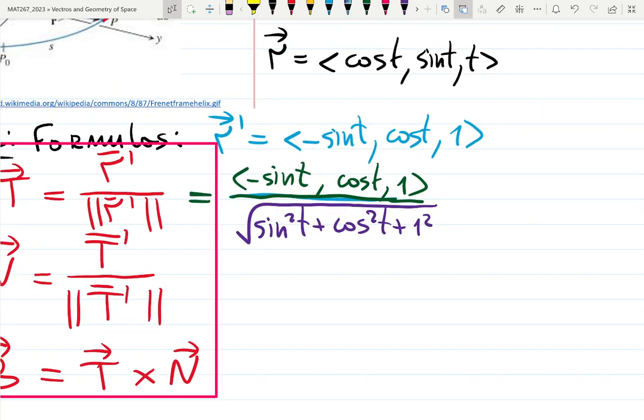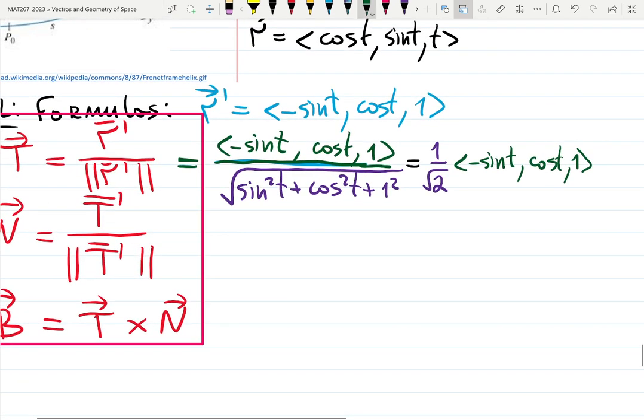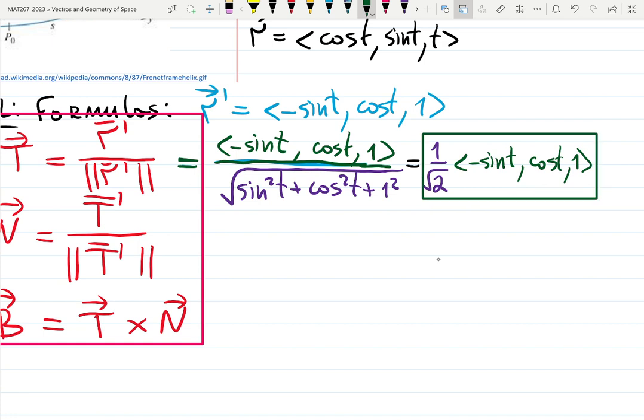And now you can simplify. You can put it in front of the vector. So it's going to be 1 over square root of 2. This is what helps us to get rid of the size of the original tangent vector. And then I will have green minus sine T, cosine T, and 1, like so. That is the answer for T. Put it in the box. That is T. Now we need to find N.